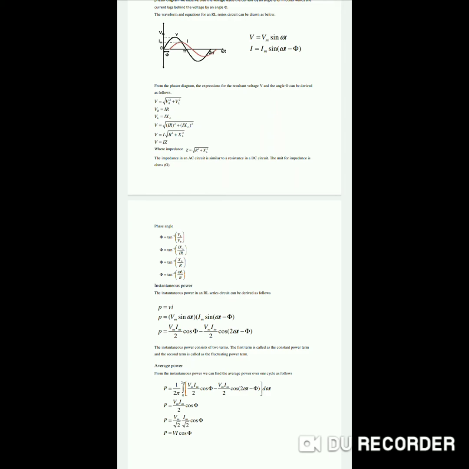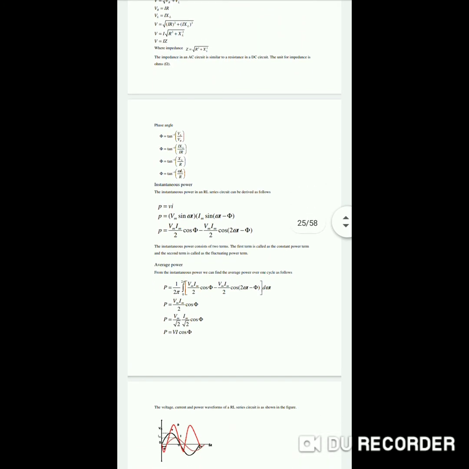XL can be written as omega L. You can see this in the previous video on pure inductance, how XL is written as omega L. So the final expression is phi = tan inverse of omega L divided by R. Now we will find the instantaneous power. To find it, we have the formula P = V into I.